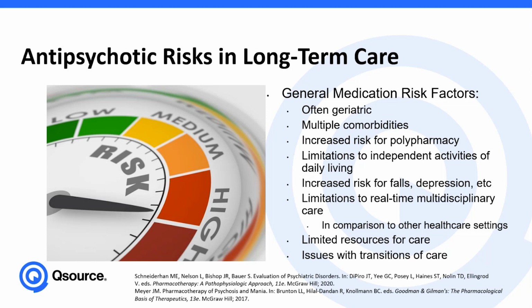There also are limited resources for care, and this could sometimes result in using antipsychotics inappropriately because somebody's having behaviors. You don't have enough staff to cover the patient. They need more hands-on care, and you call the provider, and the provider just wants to start an antipsychotic, and so that happens as well. And then the issues I mentioned with transitions of care. Next slide.